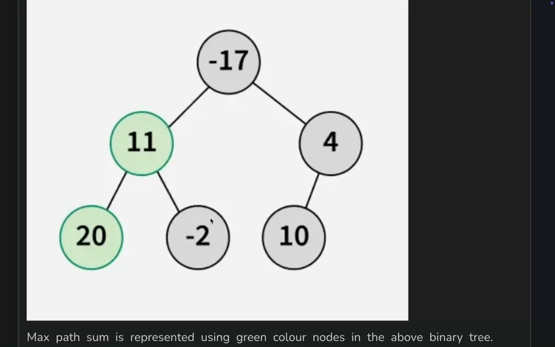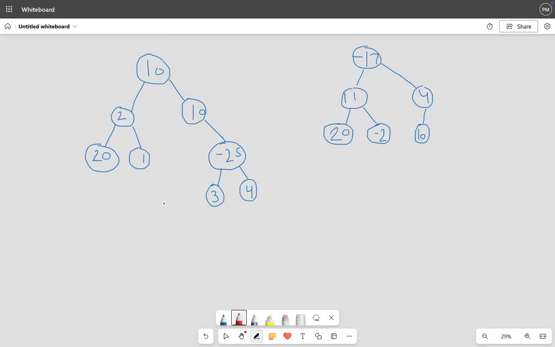Now let's build the approach. I have taken the same example here. This is my root node. First I will travel on the left side, then on the right side. So this is the left side. Its left is 0, its right is 0. So for the total path of this node, we only have this single node. The maximum path on this particular node is 20.